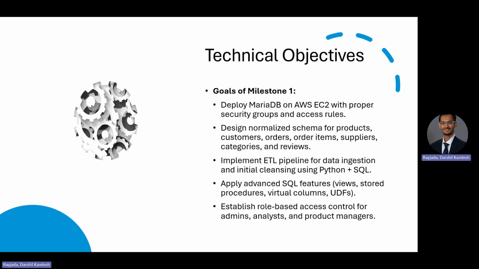And what we want to achieve, the goals of this Milestone 1 project, the technical objectives. The main goals are: deploy MariaDB on AWS securely, design a normalized schema for all core entities, build an ETL pipeline for ingestion and cleaning, implement advanced SQL features like views, stored procedures, and UDFs, and finally establish strong role-based access control for all the users, right?